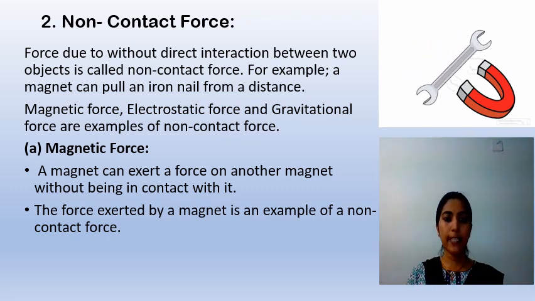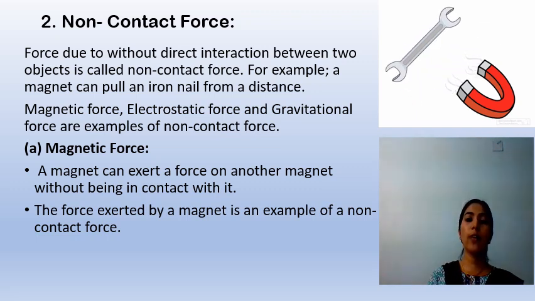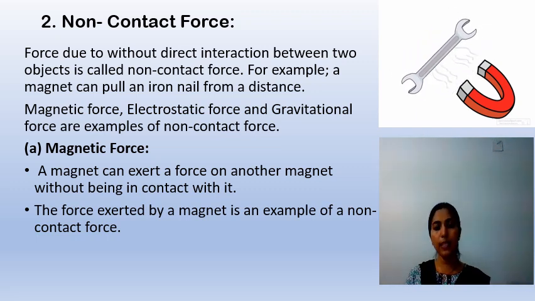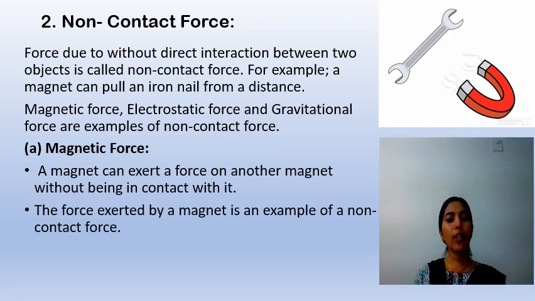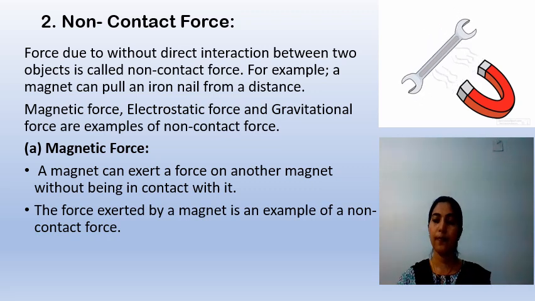Magnetic force we have already discussed. A magnet can exert a force on another magnet without being in contact with it, or a magnet can exert a force on any other iron object without being in contact with it.